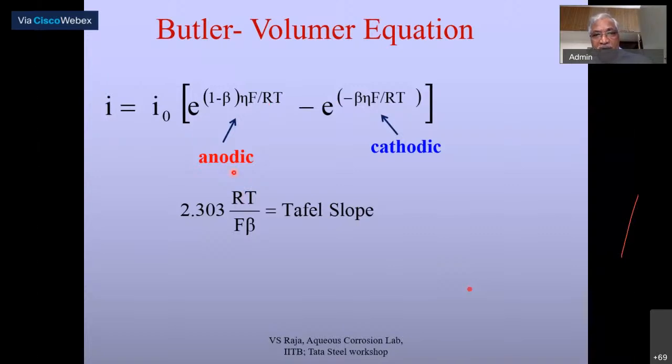So Tafel slope is an important parameter in electrochemistry and even for corrosion. The excess current is an important parameter in electrochemistry as well as in corrosion. That talks about the behavior of the metal.